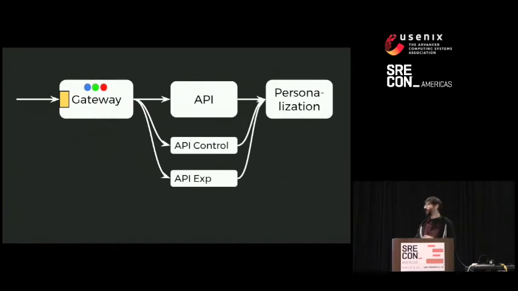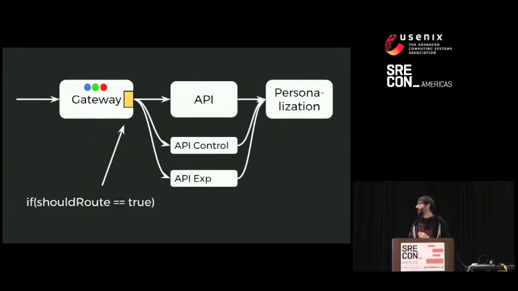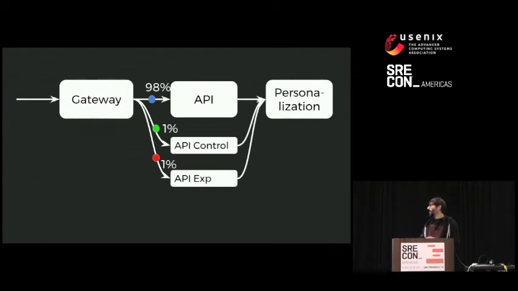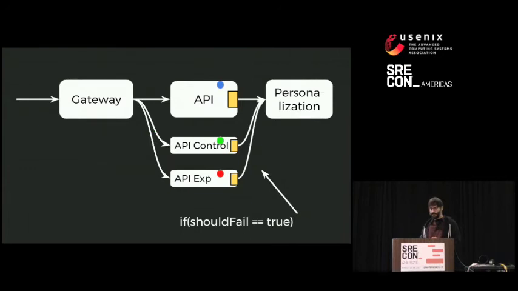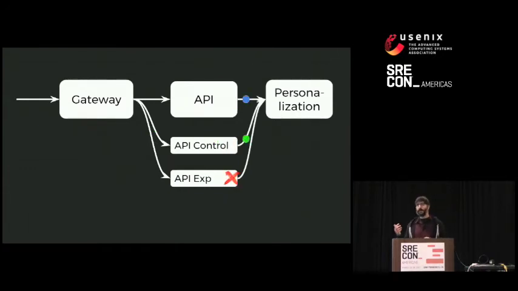And so those are tagged in the request context at the gateway. And then those requests propagate. Most of the traffic continues through the normal production path. Some will go to the control group, and some will go to the experimental group. And then, of course, the request that goes to personalization is errored out for the experimental group. And this gives us two very clean groups to look at, the control group and the experimental group, to compare.